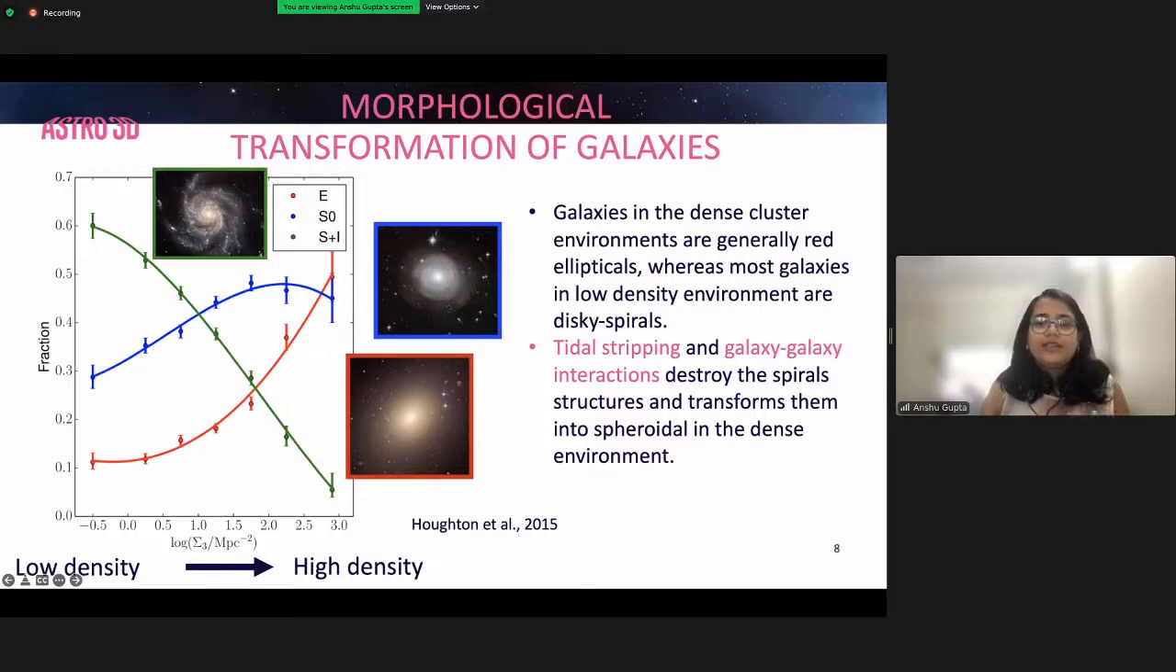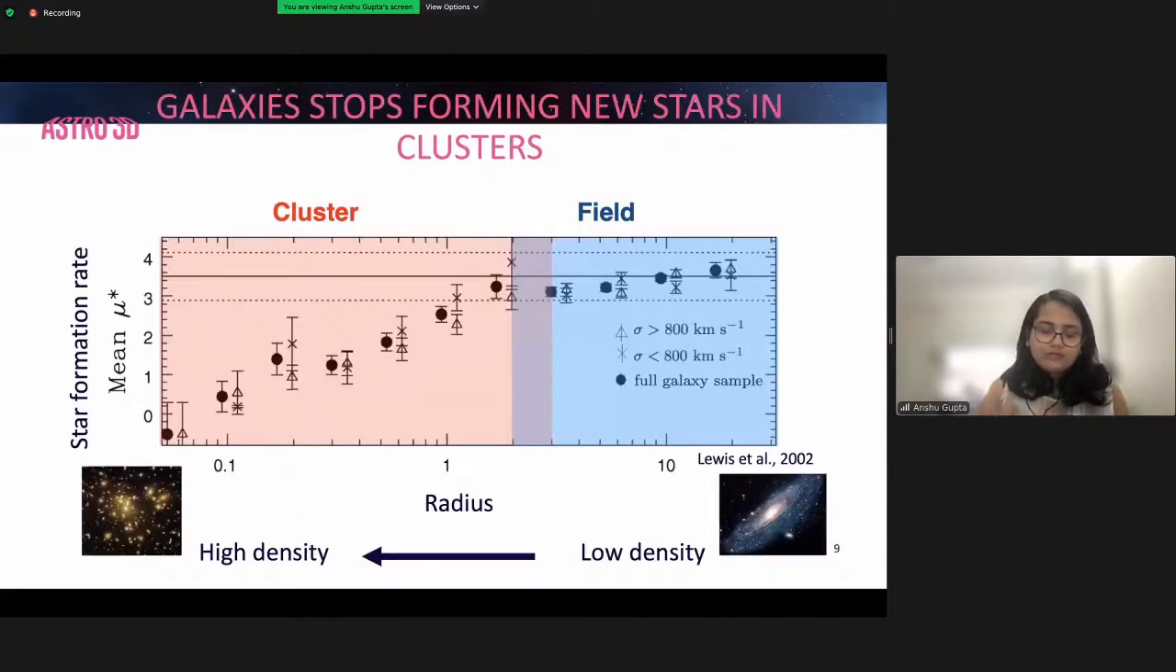And we think that's because in dense environments, you have a lot of galaxies around each other, and this galaxy interaction kind of destroys the nice spiral disk structure and transforms them into spheroidal type systems. Another thing that we have learned over the past 20 years or so is that galaxies in really dense environments are hardly forming any stars.